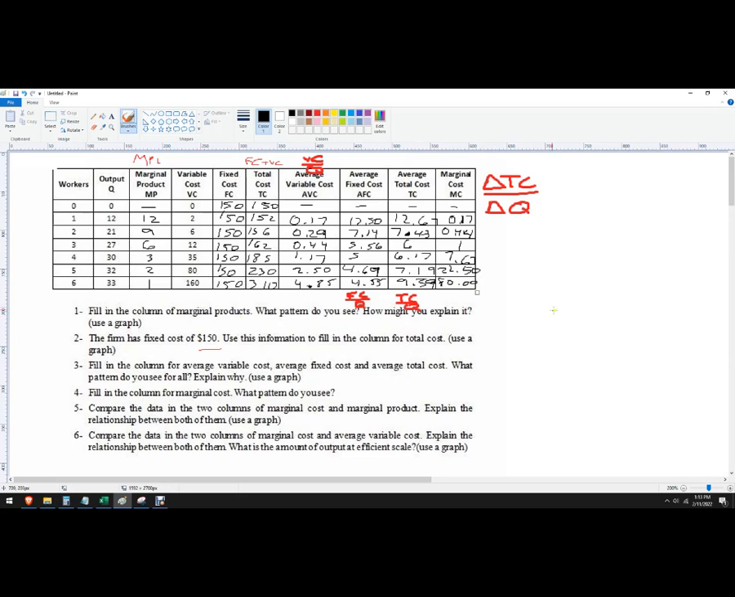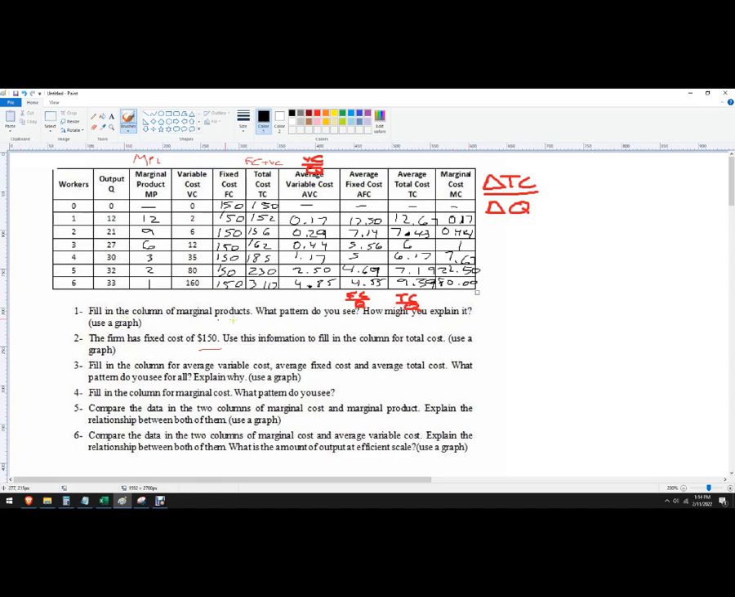Okay, all right, now I can start answering questions. What pattern do you see? How might that explain it? So what pattern do we see? We see that these numbers keep falling. What might explain that? We've reached diminishing marginal returns from our workers. Each worker is getting in the way of another worker and making the whole operation less productive.